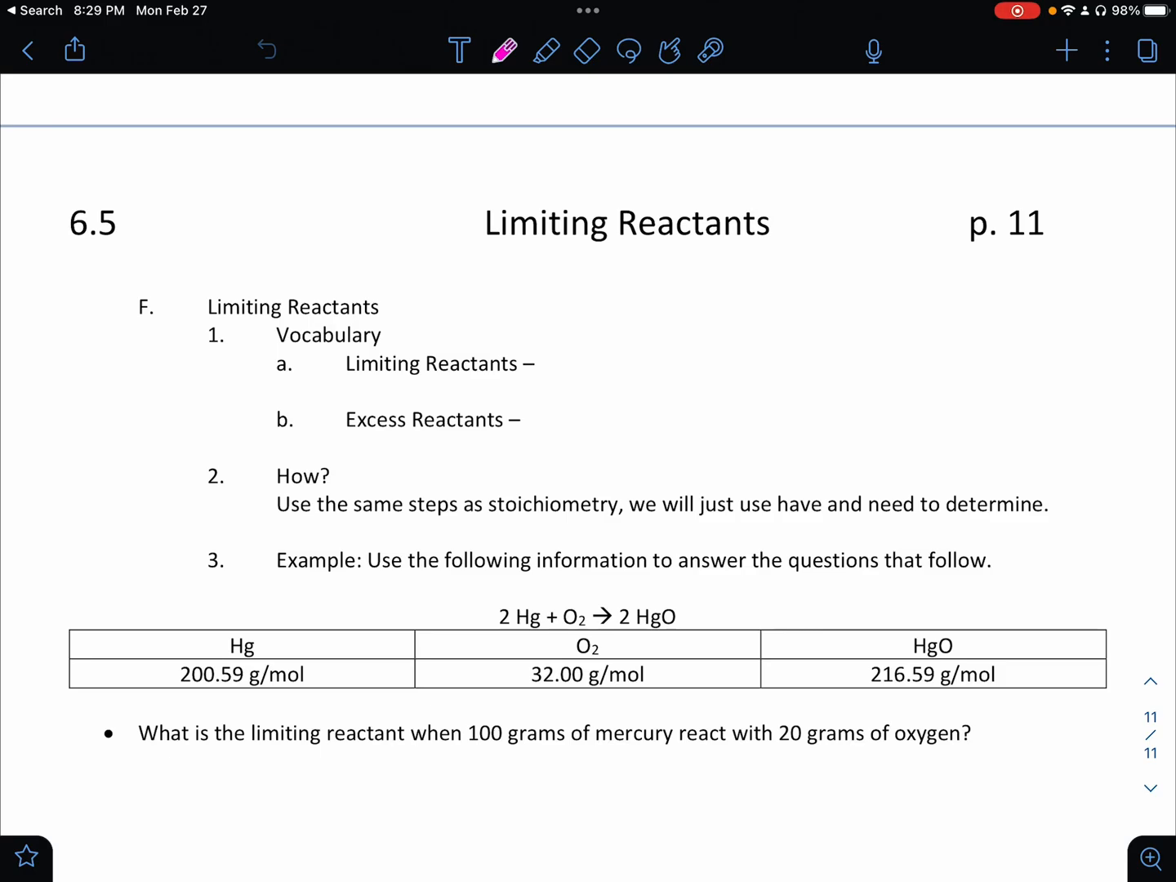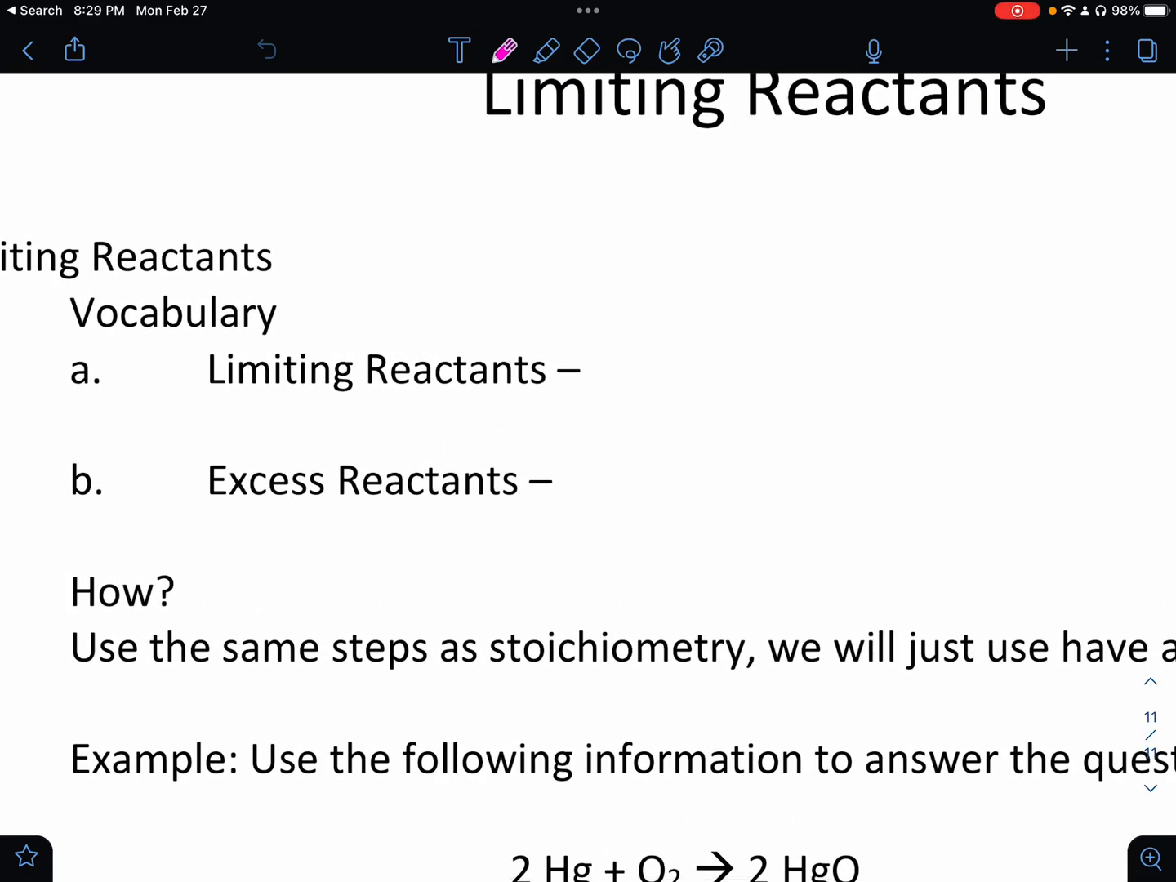Limiting reactants, if we just jump right into our definition, limiting reactants are what stop the reaction. This is what we're going to run out of first.